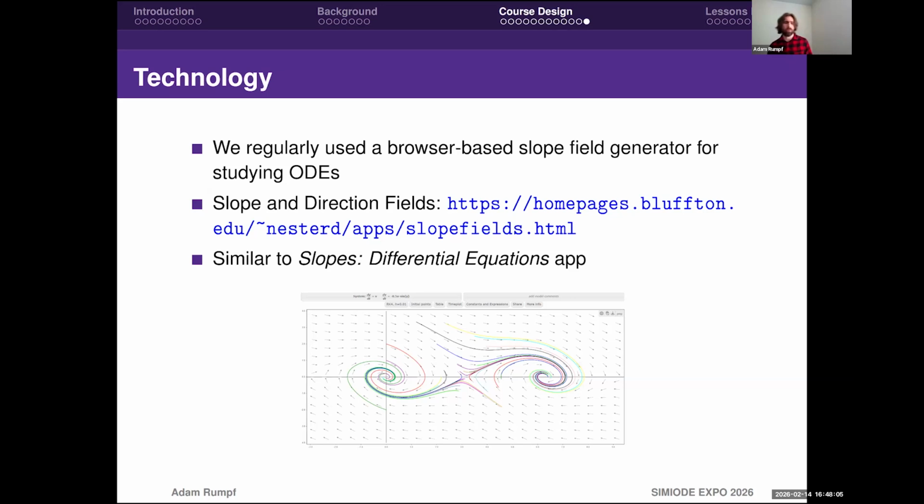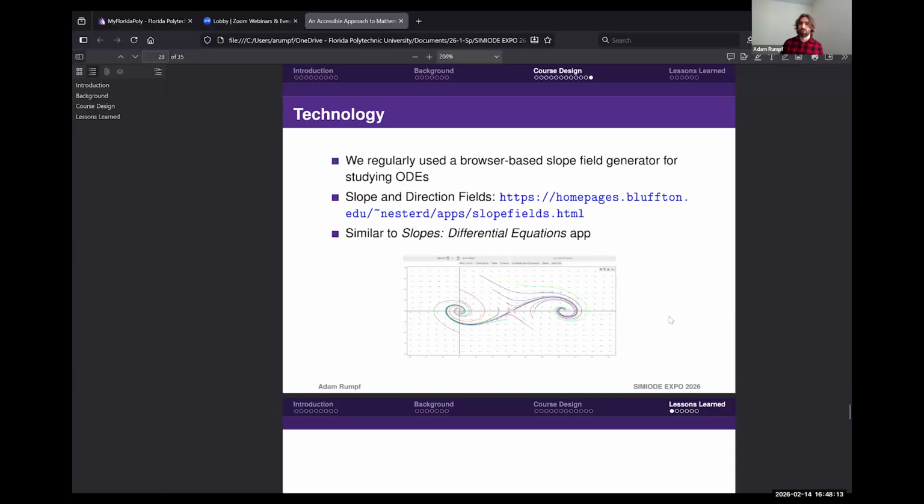There's one particular piece of technology that I'd like to point out just because I found it very useful, and I think you might as well if you're running a differential equations class. I got the idea to look for this from a previous Symbiode Expo talk where they were talking about an app called Slopes, which you can use for very quickly exploring differential equation slope fields and plotting solutions and playing around with the parameters.